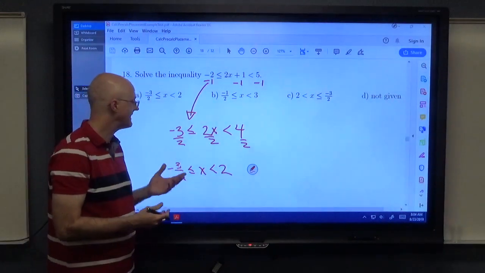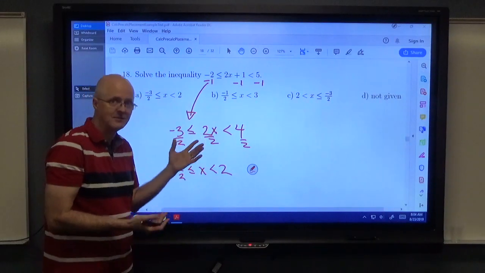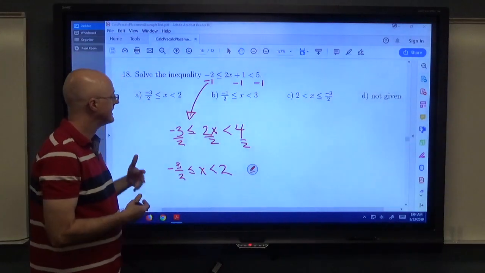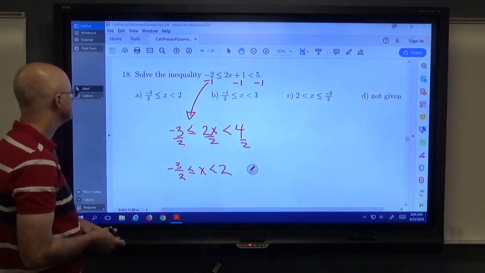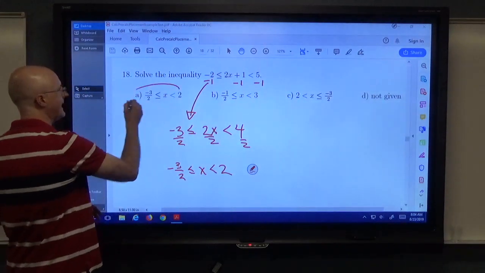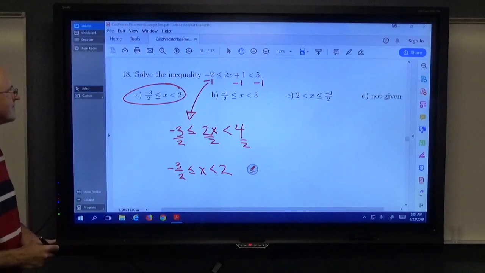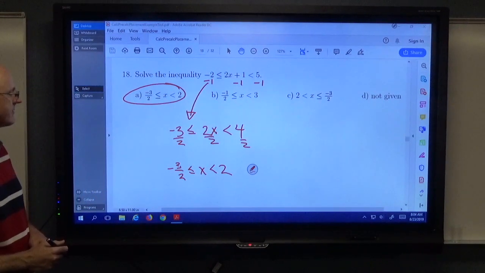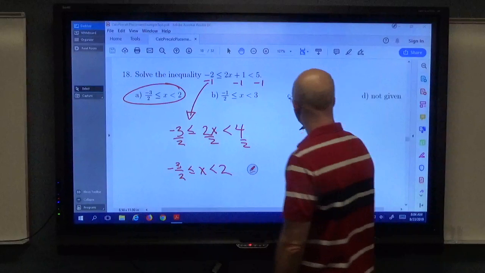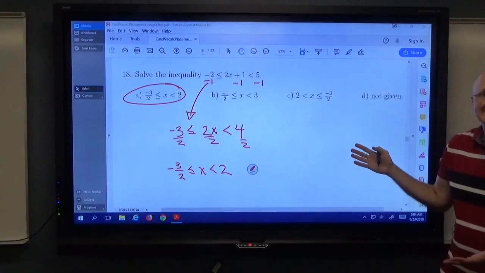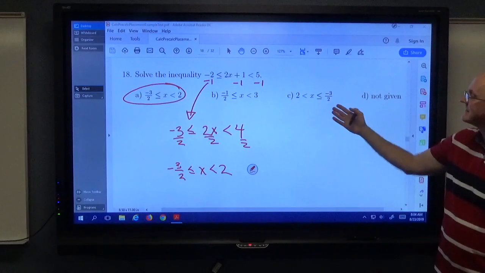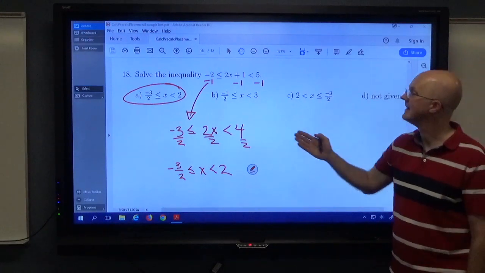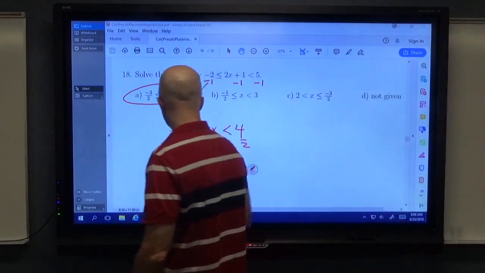If I had multiplied by a negative number, maybe because this had been negative 2x, then the inequalities would have changed direction. Is this an option? Yes, it's option A. Okay? By the way, the same numbers, negative 3/2 and 2, appear in option C, but the direction there doesn't make any sense. Okay? 2, for example, is not less than negative 3/2. This doesn't make any sense. Option A is the answer.